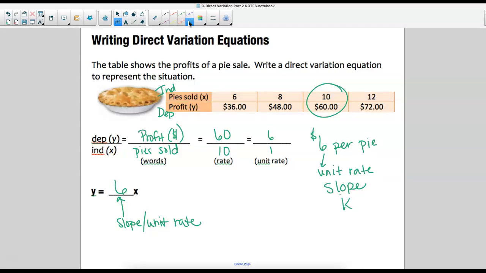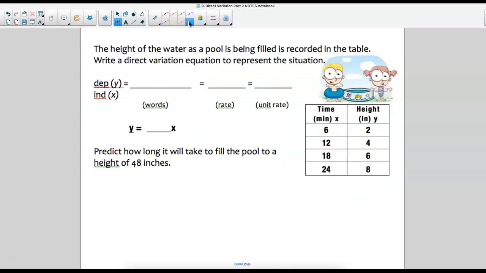Okay, let's try one more. The height of the water as a pool is being filled is recorded in the table. Write a direct variation equation to represent the situation. What's the independent variable and what's the dependent variable? Here's the table. Which one is independent, which one is dependent?